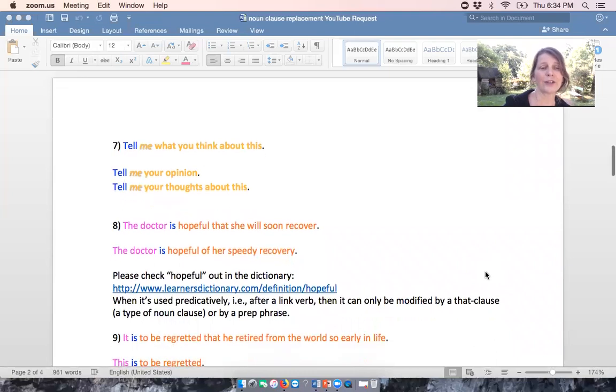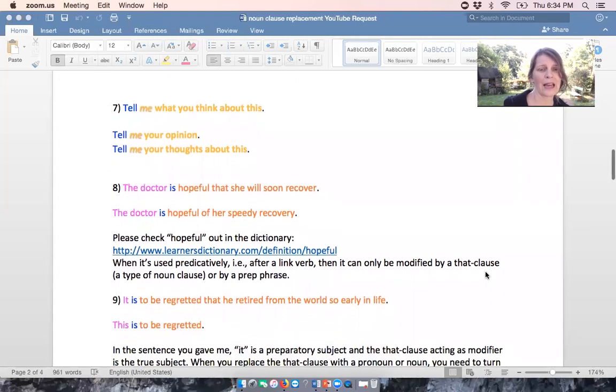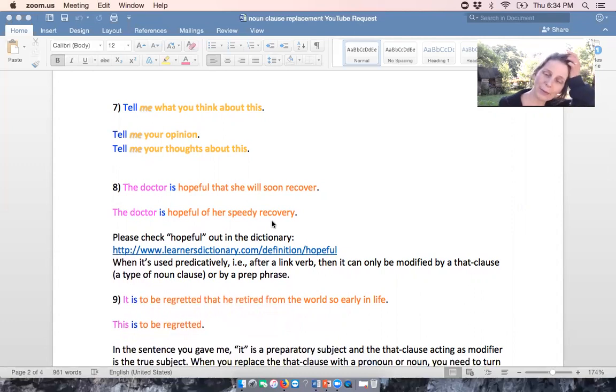Okay, next sentence. The doctor is hopeful that she will soon recover, or that she will recover soon, I would actually say. Okay, here we have the same problem that we had with the sentence containing the adjective sure. After hopeful, we don't have noun phrases. So we can replace that clause by a prepositional phrase. And the prepositional phrase, of course, contains a noun or a noun-like structure. And in this case, it contains a noun. So of her speedy recovery is a prepositional phrase consisting of the preposition plus the noun phrase, her speedy recovery.